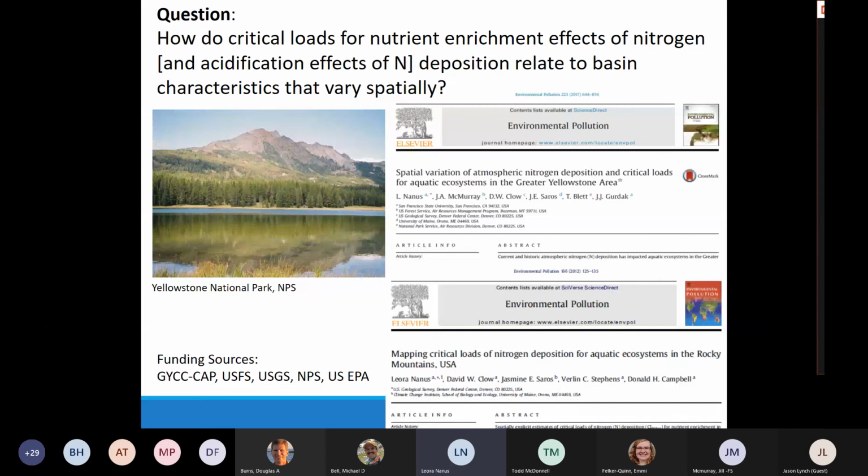So our question was really, how do critical loads for nutrient enrichment effects of nitrogen deposition relate to basin characteristics that vary spatially across the landscape? And so I'll draw on multiple journal articles shown here that were published in the Rocky Mountains, mapping critical loads of nitrogen deposition, and particularly focusing on more recent work in the greater Yellowstone area.